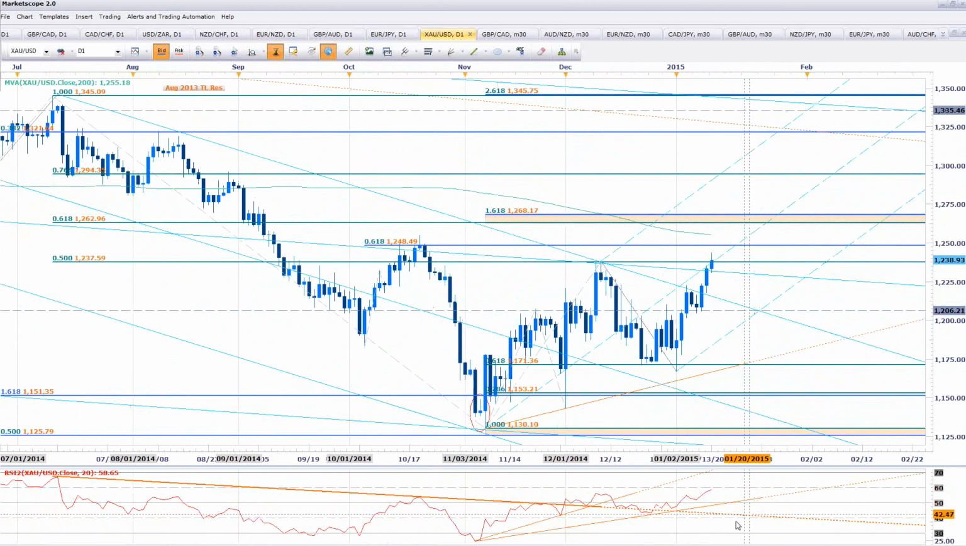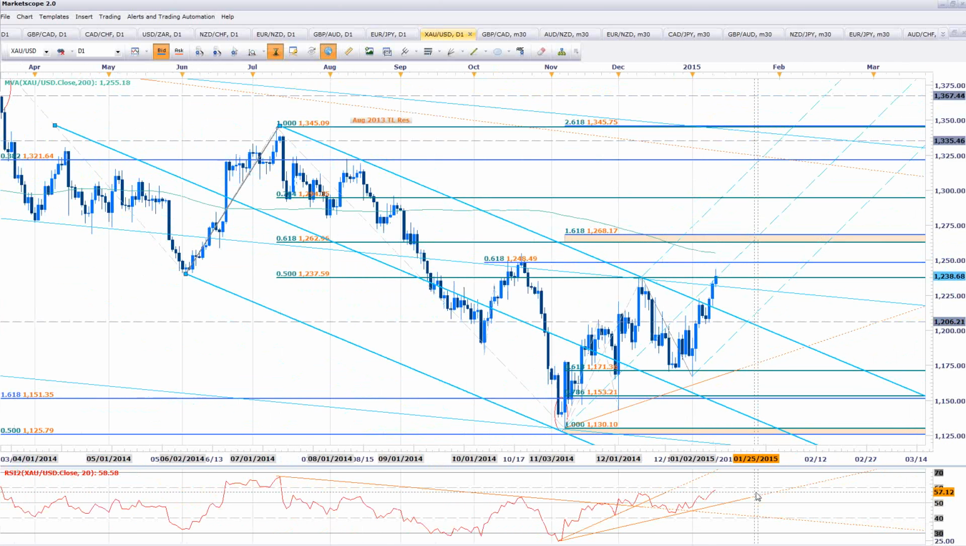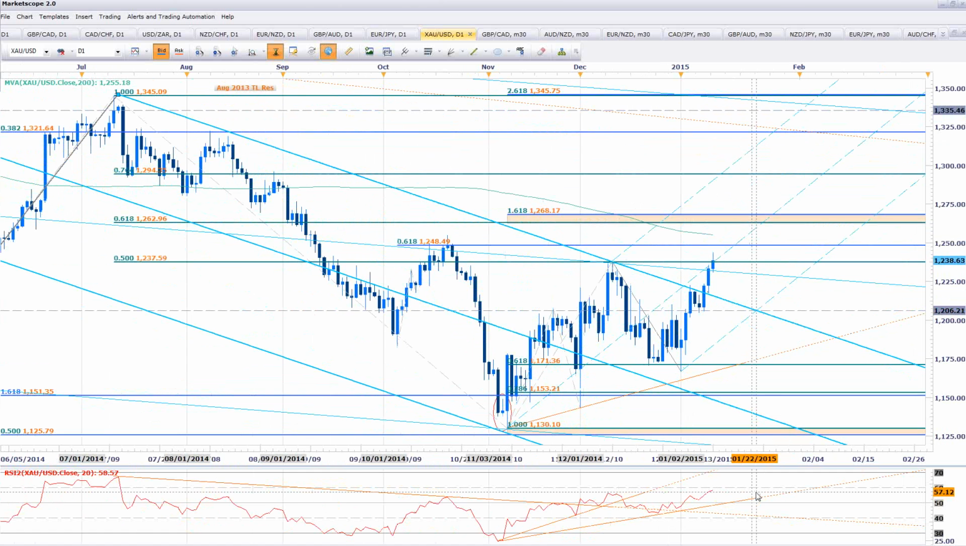So I'll be looking for this confluence break here, close above 1237, 1236 with momentum above 60 is a clear signal. You're looking for 1248. You're looking for the 200-day moving average. Key resistance is way up here at 1262. Bearish or bullish invalidation is still that median line from the March highs of last year.